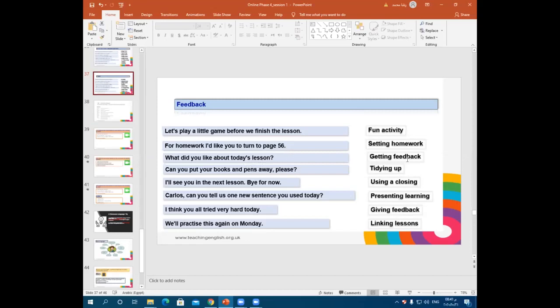Do you make it getting feedback like me? I said it's getting feedback, okay? Can you put your books and pencils away, please? Linking the lesson. No, again. Can you put your books and pencils away? Is it? The answer is here. Tidying up. Yes, that's right.